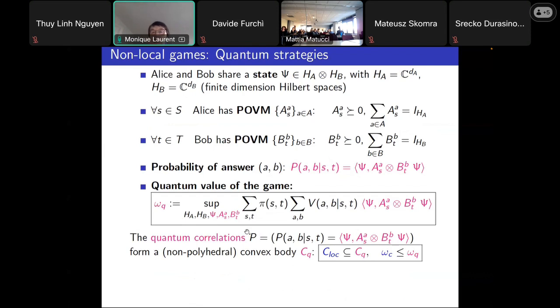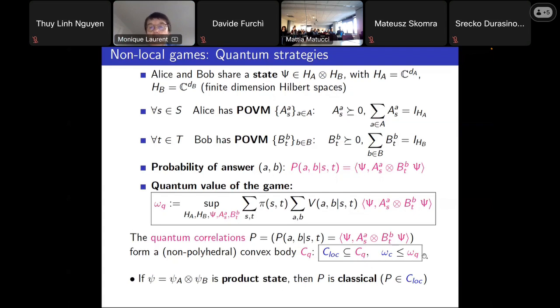If you would restrict your Hilbert spaces to have each of them having dimension 1, then you would get back numbers here. So you would get back to the classical case. So every classical correlation is a quantum correlation. So C log is contained in CQ. So the quantum value is larger in general than the classical value. A small observation is that you need to choose a special state psi if you want to get a quantum correlation P which is not classical.